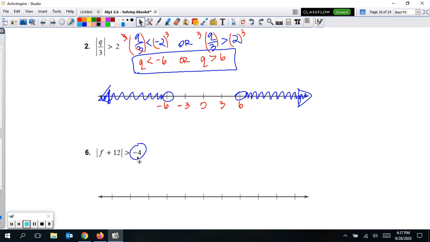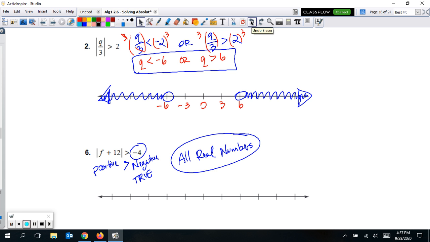On this one, we're seeing that the absolute value here, remember, is always positive. So you're going to have a positive, then your greater than symbol, and then a negative number. So what about this statement this time? Positives are greater than negatives? That's always true. Positives are always greater than negatives. Because it's a statement that's always true, we're going to say either infinite solutions, or we could say all real numbers.